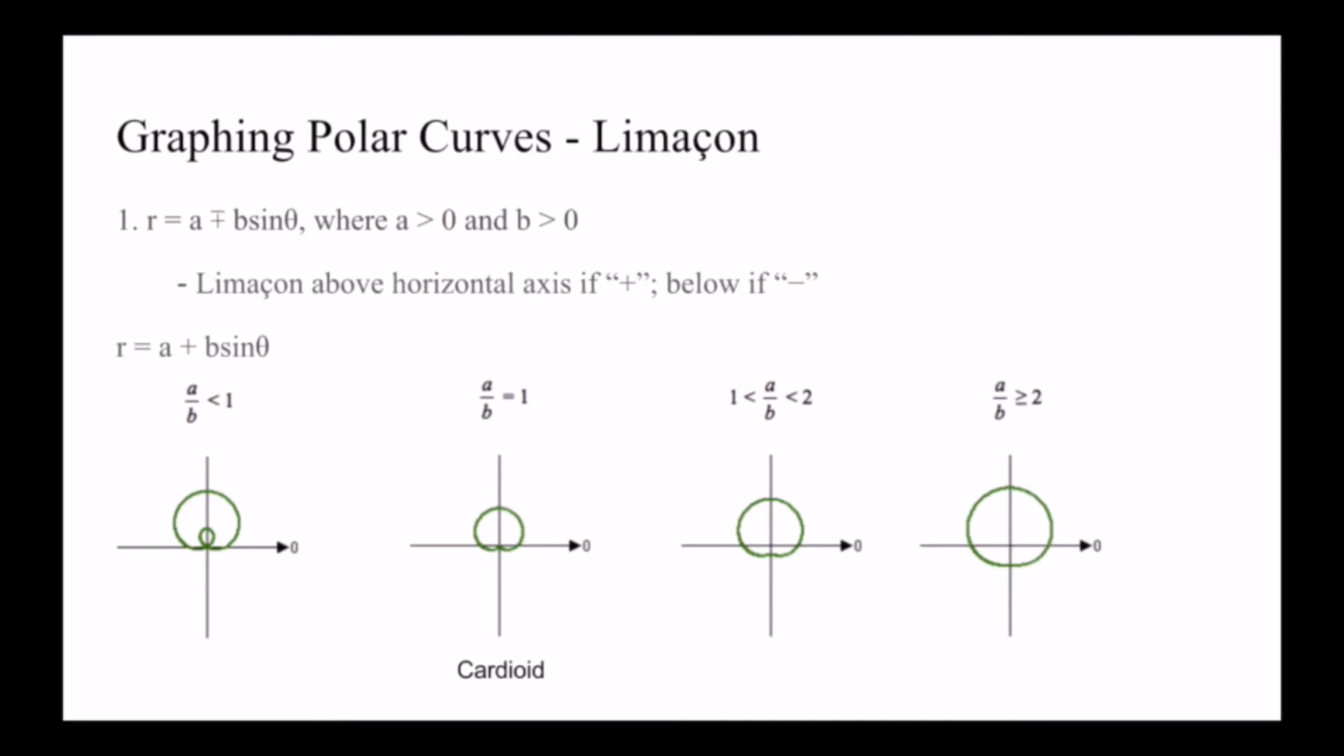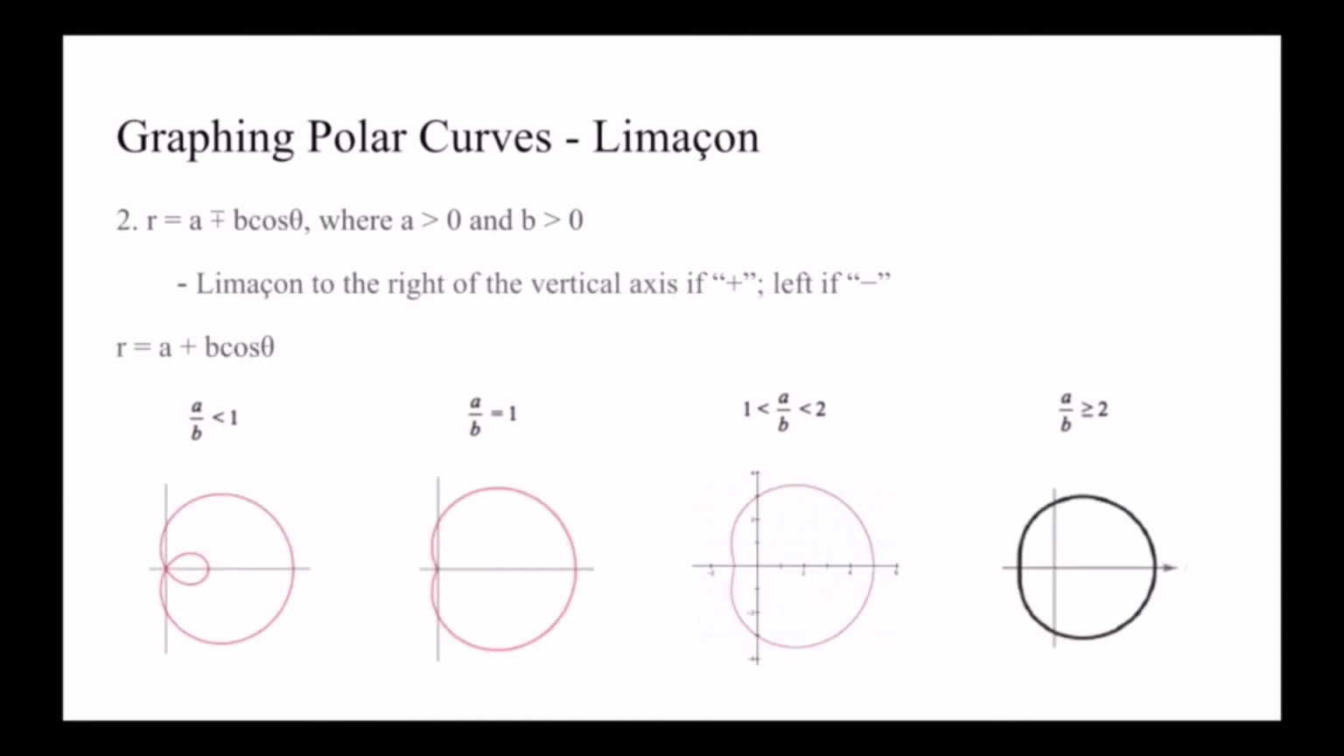And these are all graphs in which the sign between A and B is plus. The graphs shown here are also limaçons, except with cosine theta in their polar equation. So the limaçon will be to the right of the vertical axis if the sign between A and B is plus, and will be to the left if it's minus.